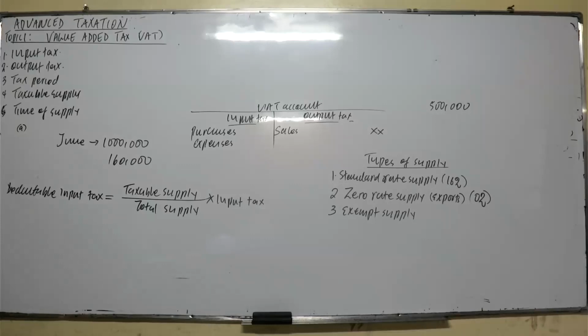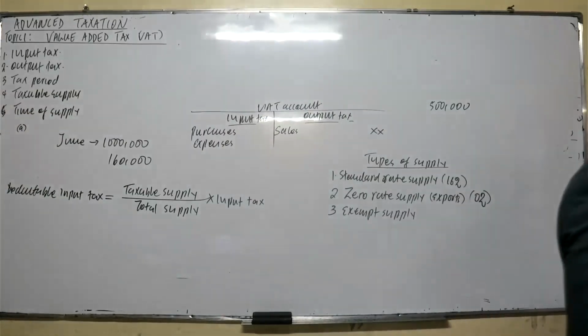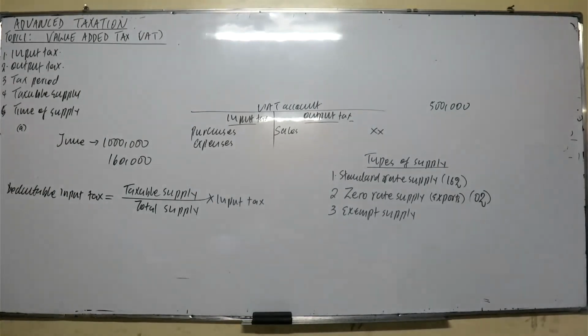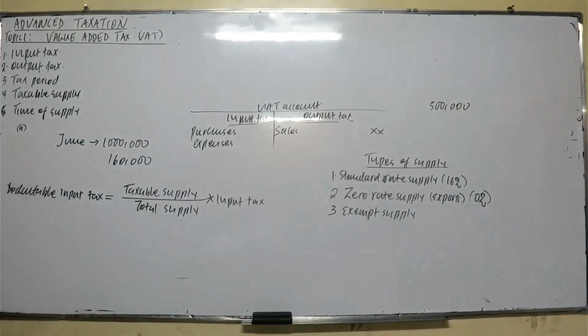Number one, tap water is not vatable. That means it is exempt. Number two, purchase of safety equipment. Purchase of safety equipment is tax exempt. So that means it is not vatable. Also, treatment cost of natural water is not vatable. Now, let me ask you a question.